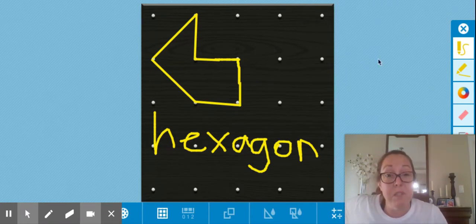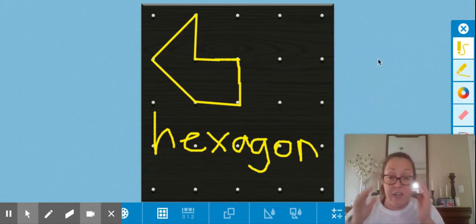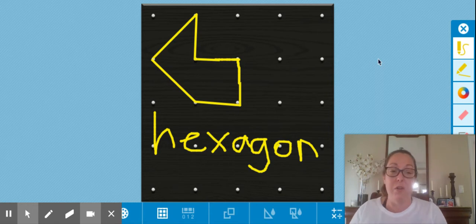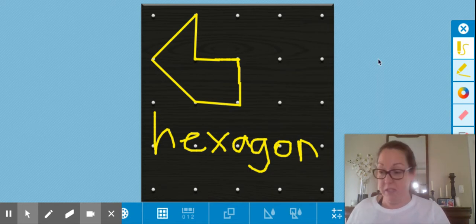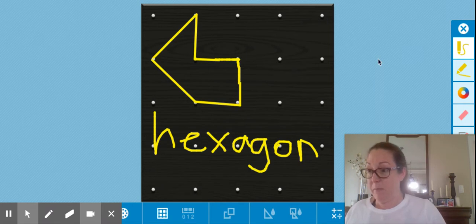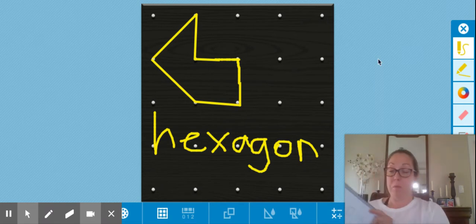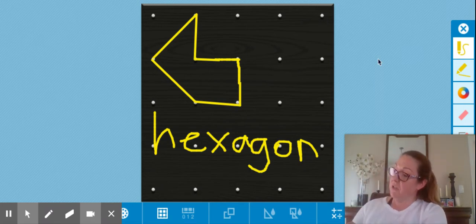Now, there are shapes that have 7 sides and 7 angles, or 100 sides and 100 angles, and they all have names, and I don't know them all. But I bet you could Google them and find out if you really wanted to. But for today, we're going to work all the way up to 6-sided polygons, and we're going to be identifying them.